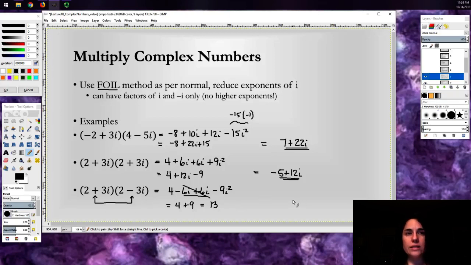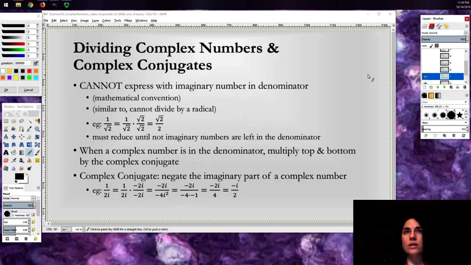Like I said, we're going to practice more multiplying in class, but I'm going to move forward to the next slide that talks about dividing complex numbers. And related to this is an important concept of complex conjugates. Okay, so mathematicians have this rule.